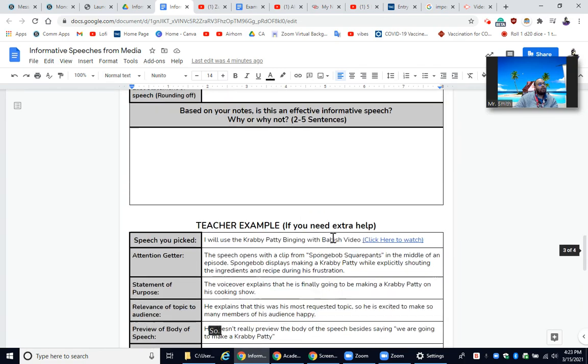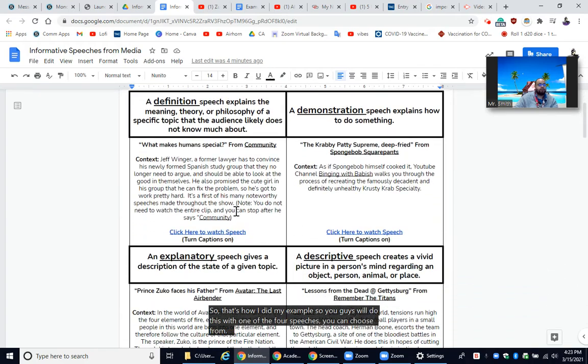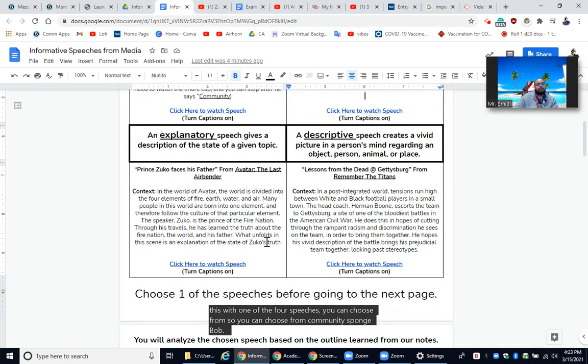So that's how I did my example. So you guys will do this with one of the 4 speeches you can choose from. So you can choose from Community, SpongeBob, Avatar: The Last Airbender, or Remember the Titans. So take a moment to pick that.